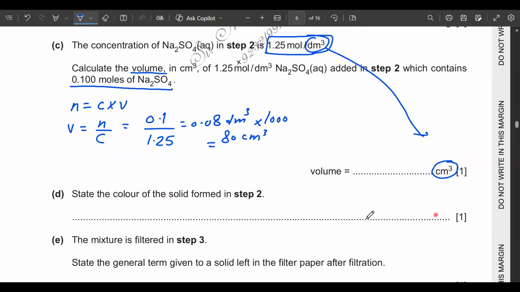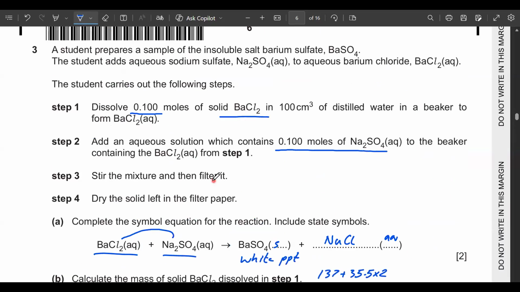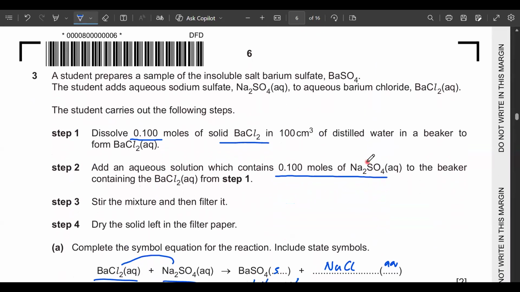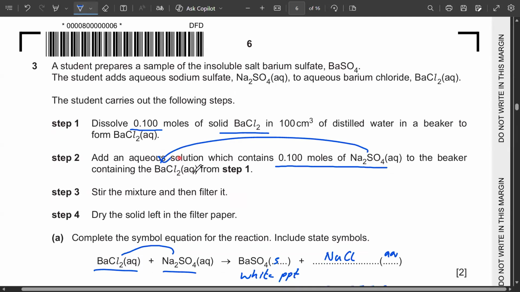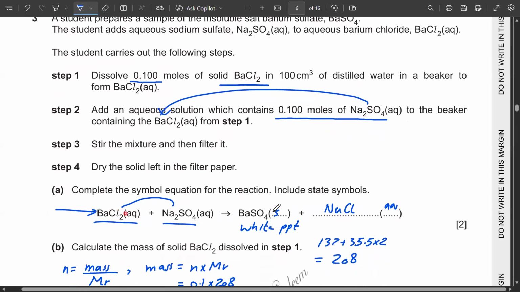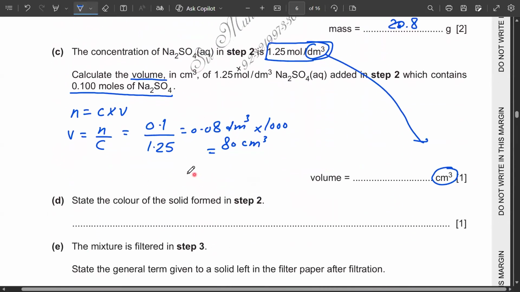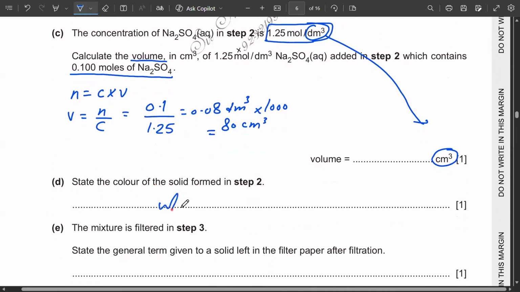Then D part, the state and color of the solid formed in step 2. In step 2, we are forming the sodium sulfate reaction with the barium chloride, and this is already shown here, barium sulfate. This is the product in step 2, and we said that the color is white PPT, so it will be white.